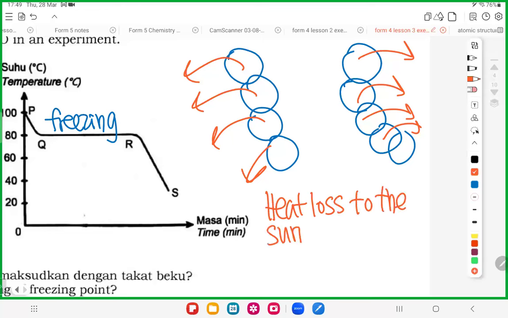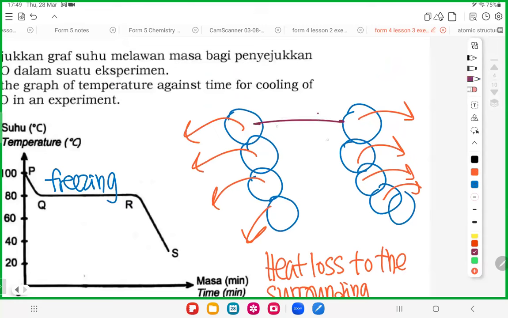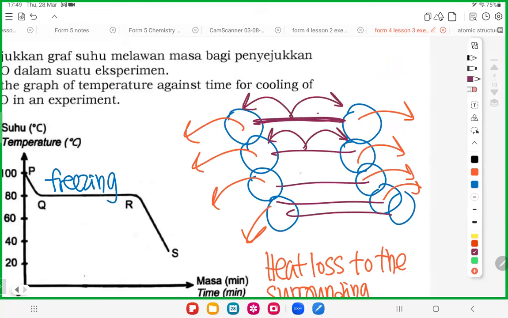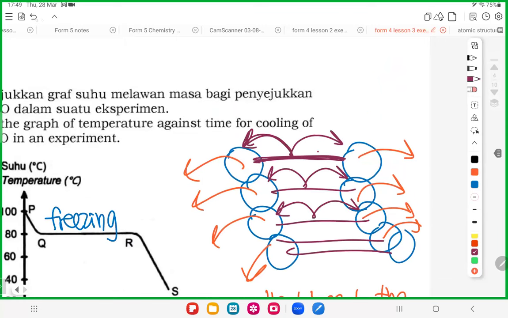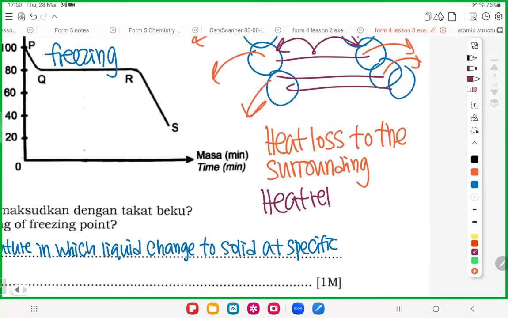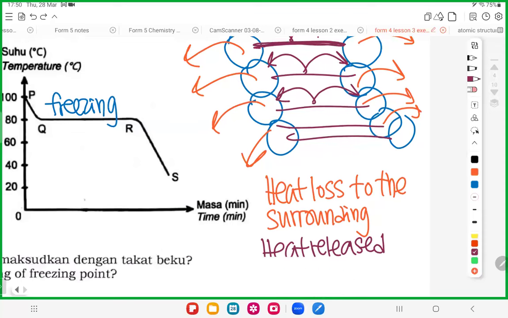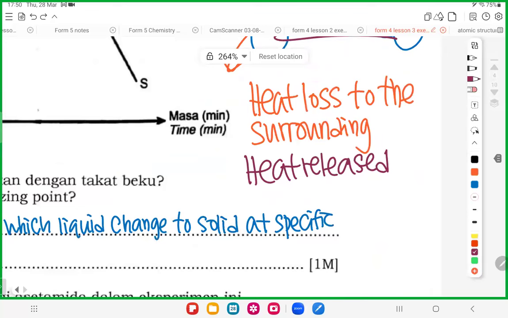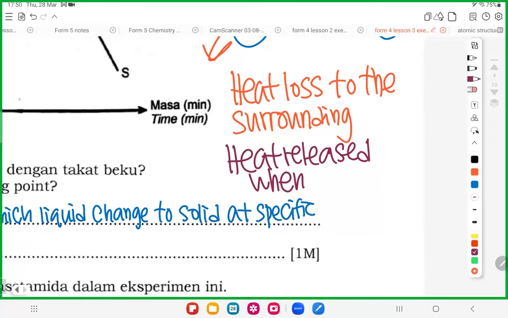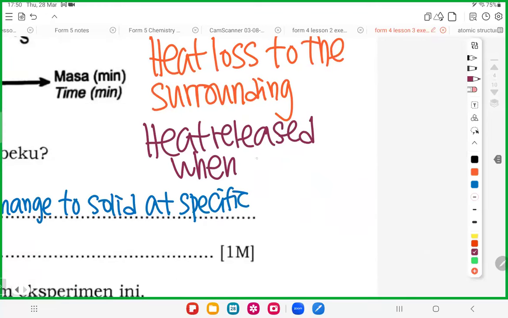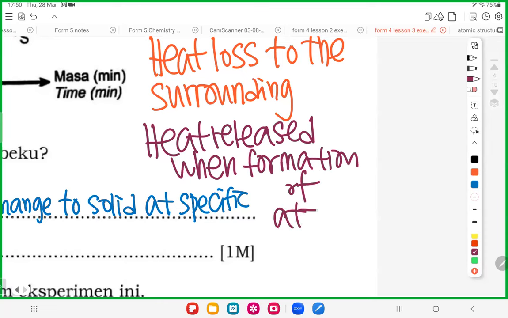So the energy you throw to the surrounding, this is one. Then after that, when the liquid wants to form solid, they want to join together. When they join together, joining together gives back extra energy. This energy you got is heat release. So why do you have extra energy here? You have extra energy when liquid joins together to form solid. How to write it? Heat release when there is formation of attractive force, when the liquid joins together.